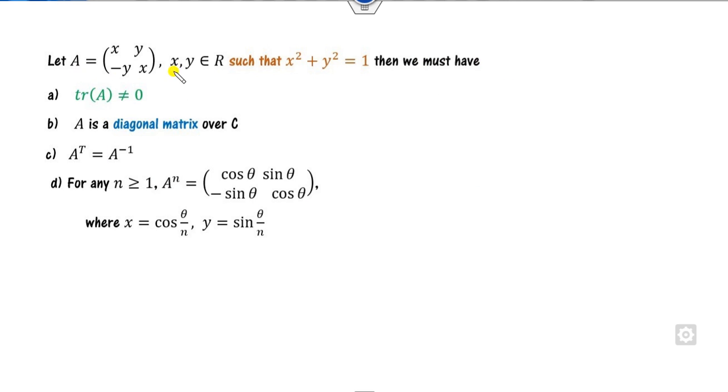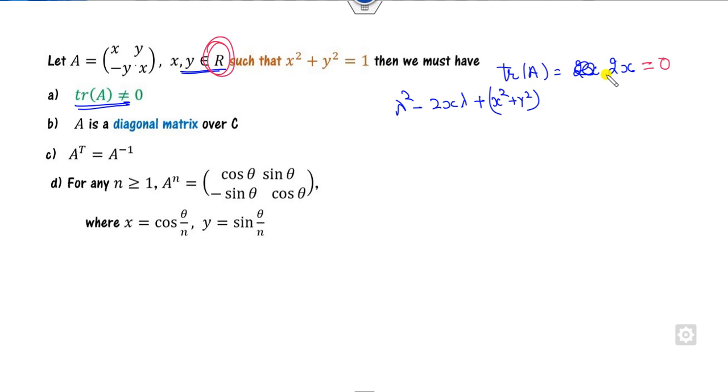Okay, so A, x and y are given here. Then you must have trace of A not equal to 0. What is the trace of A? This is 2x. Trace of A is the sum of the diagonal, which is the sum of the eigenvalues. So what are the eigenvalues of this? The trace of A is 2x, and it can be 0 because x belongs to the real numbers. So this option is cancelled out.